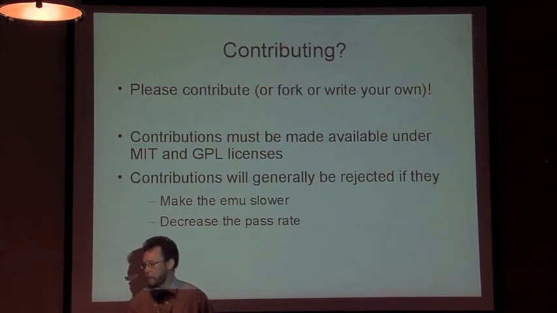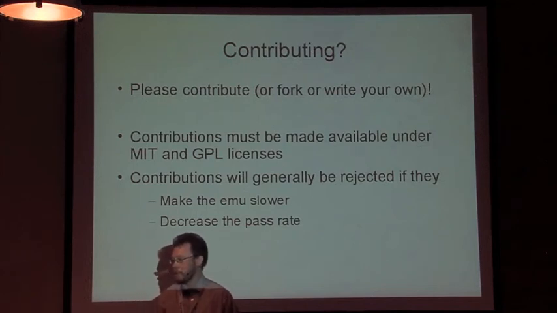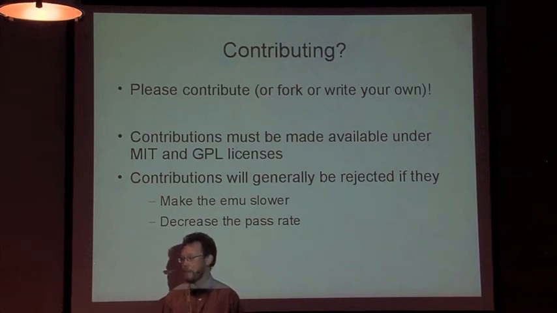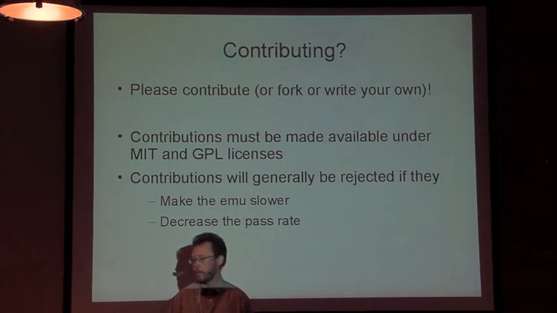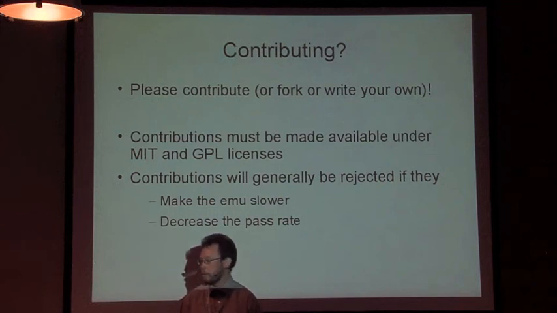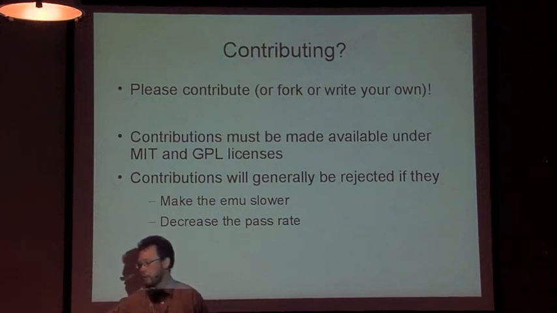So this part is a bit interesting. First, I'd like to have contributions. And if you don't want to contribute, I think the very best thing is that you write your own thing or you fork it. Because the more people doing stuff, the more we learn as a collective about how it works internally. If you want to contribute, you must make it available under the MIT and GPL licenses, and it must be good quality code, obviously, so you mustn't make it slower and decrease the pass rate.